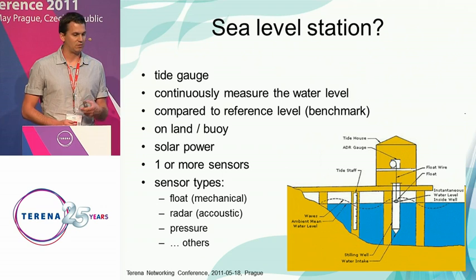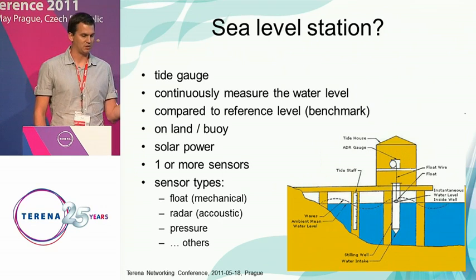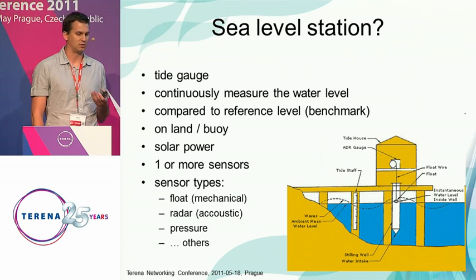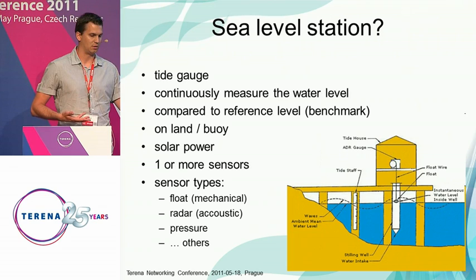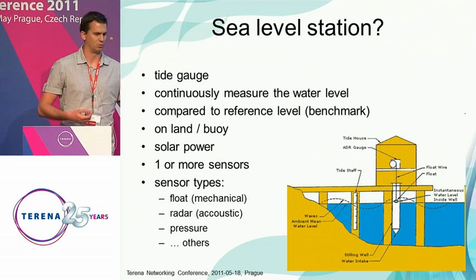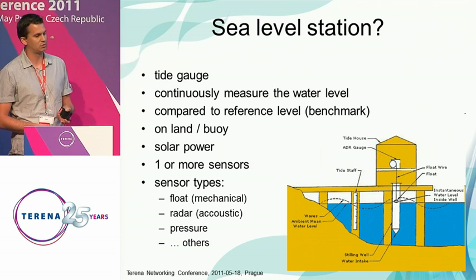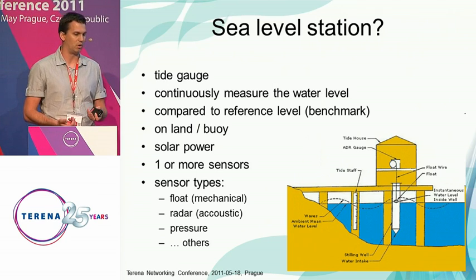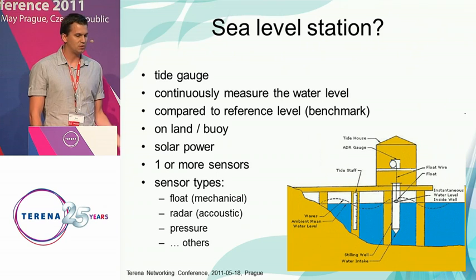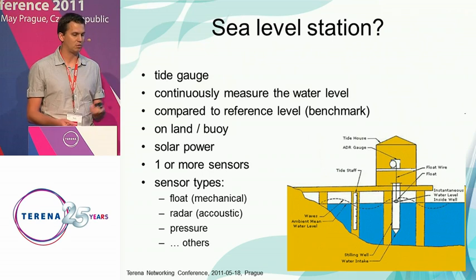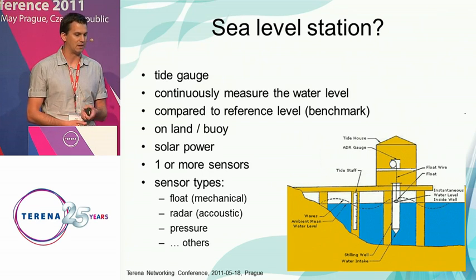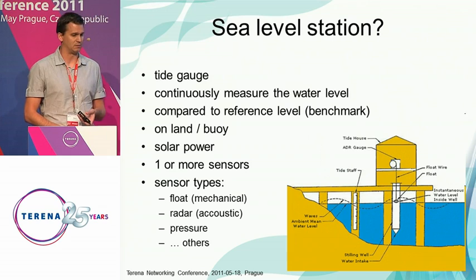The measurement of the water level is always compared to a reference level, to a benchmark. So whenever someone installs a tide gauge, there is always a fixed place on Earth that the station references to. A sea level station could be on land or could be a buoy. Usually, all the stations have solar power and are independent of any electricity, because most of those stations are far away from cities or anything that has electricity.